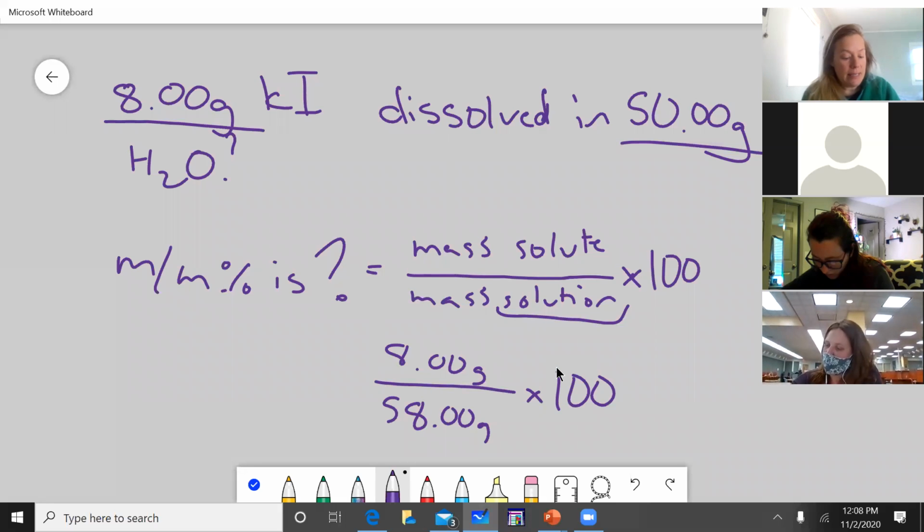So if you went with 16, you weren't reading the problem exactly the way it needed to be read. So we've got 8 divided by 58. And if we end up with 13, I got 13.8.